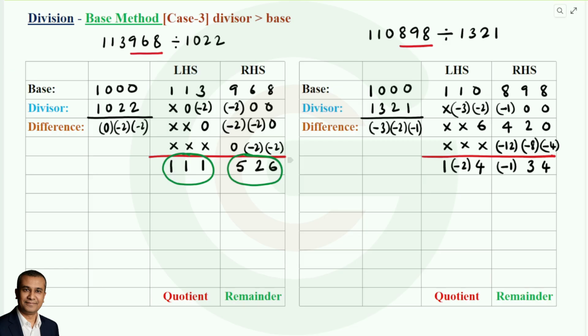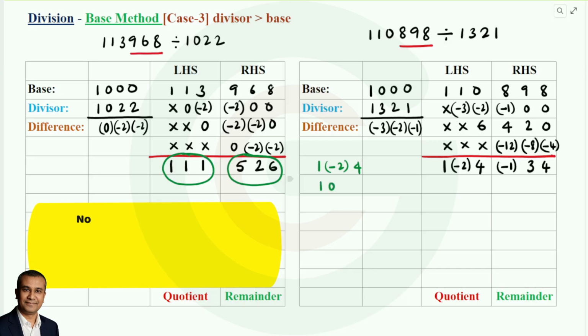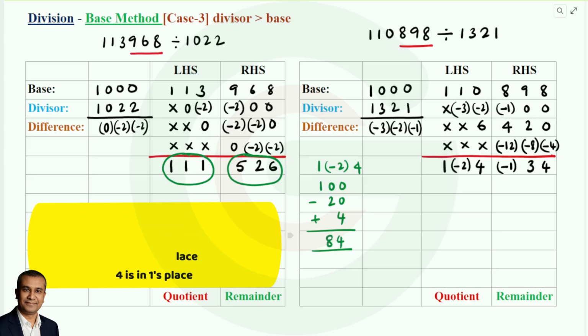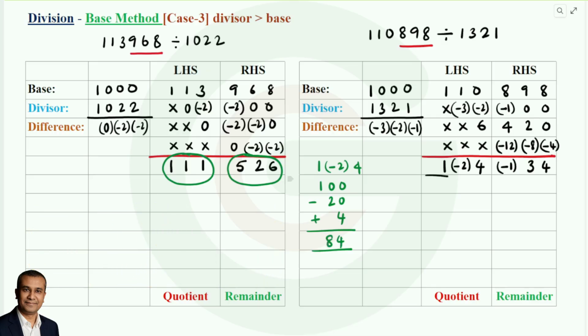Now here you can see that both on the left hand side and on the right hand side, some digits are positive and some digits we got negative. What we should do in this case is that on the left hand side we have 1, minus 2 and 4. The way we should add this is 100 minus 20 plus 4. This is how we should add. So this is going to be 100 minus 20 is 80. 80 plus 4 is 84. So on the left hand side we are getting here 84.